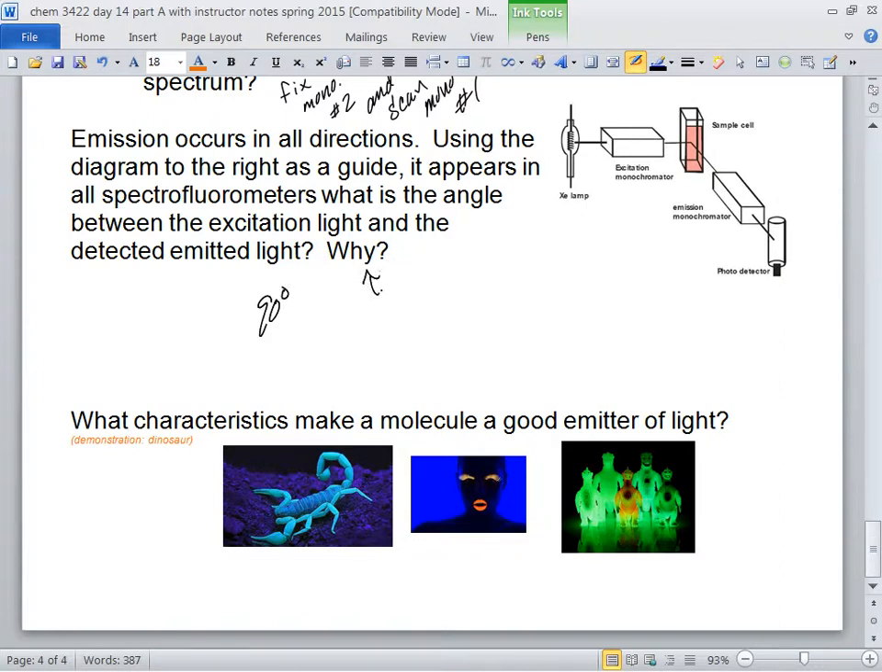Why? Because we're talking about hardly any light at all coming from this thing. So the problem with scattered radiation is huge. So they're trying to minimize that. So that's why they just collect at 90 degrees, to try to minimize that scattered excitation light.